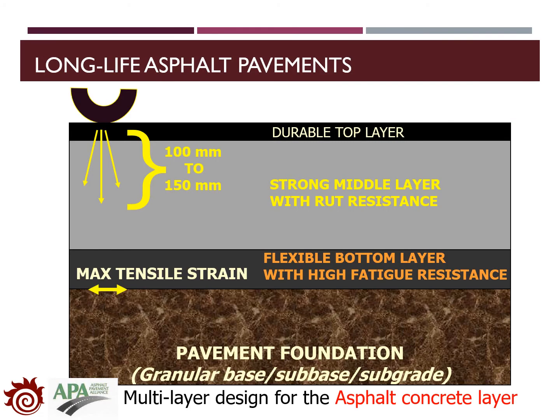Another type of pavement is the long-life asphalt pavement, and from the name of this pavement you can see that this pavement will last for a very long time. The figure here shows the structure of the long-life asphalt pavement. On top of the pavement foundation, which includes the granular base, subbase, and subgrade, there are three additional layers: the flexible bottom layer with a high fatigue resistance, the strong middle layer with rut resistance, and the durable top layer.